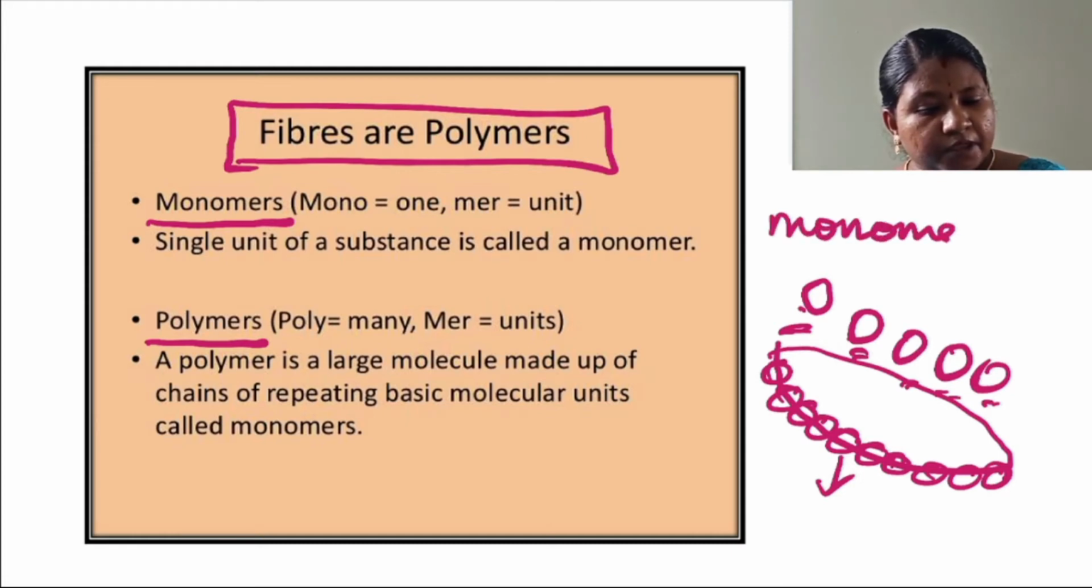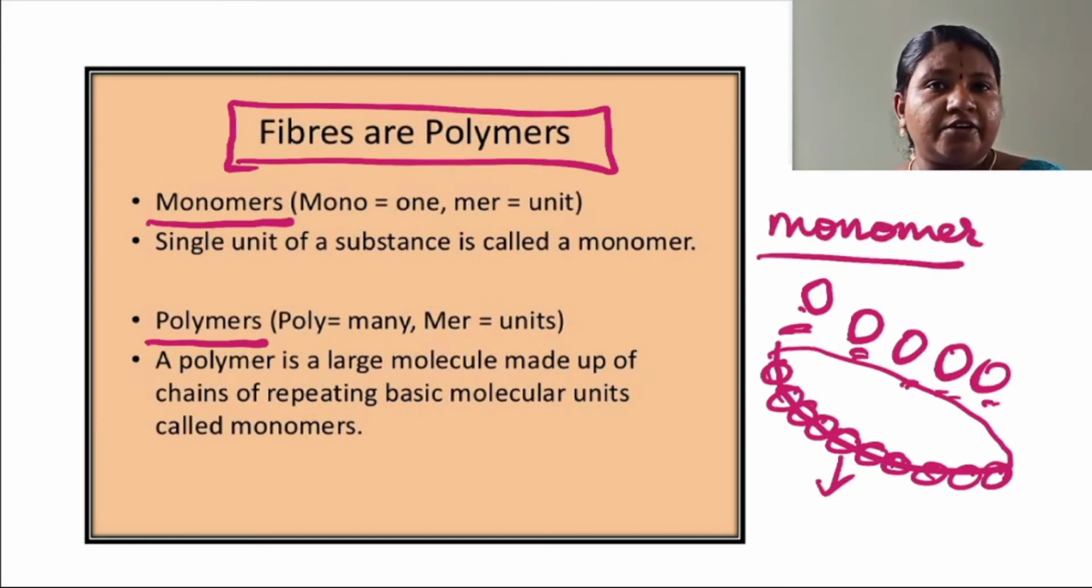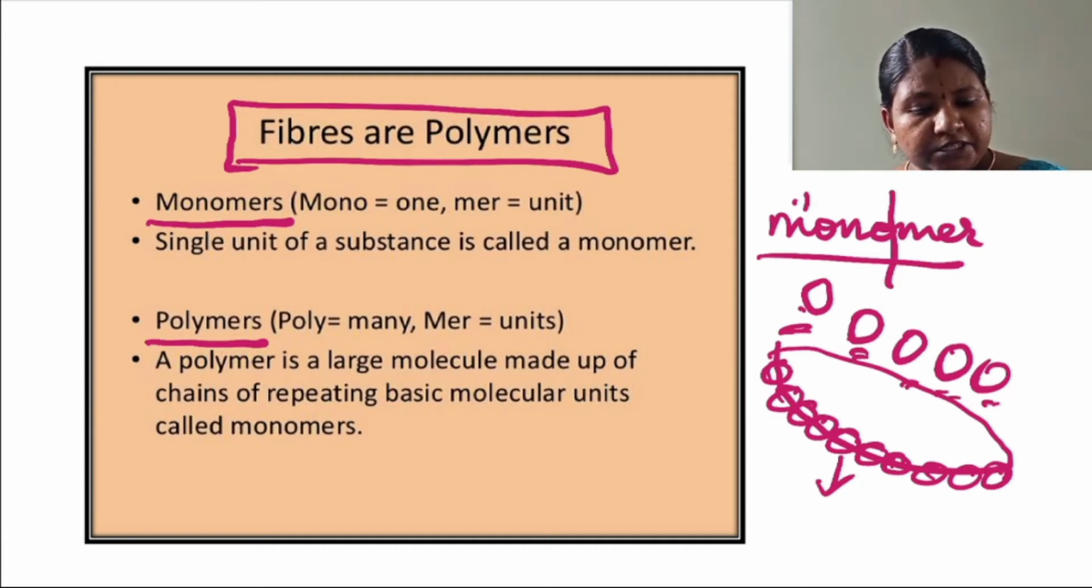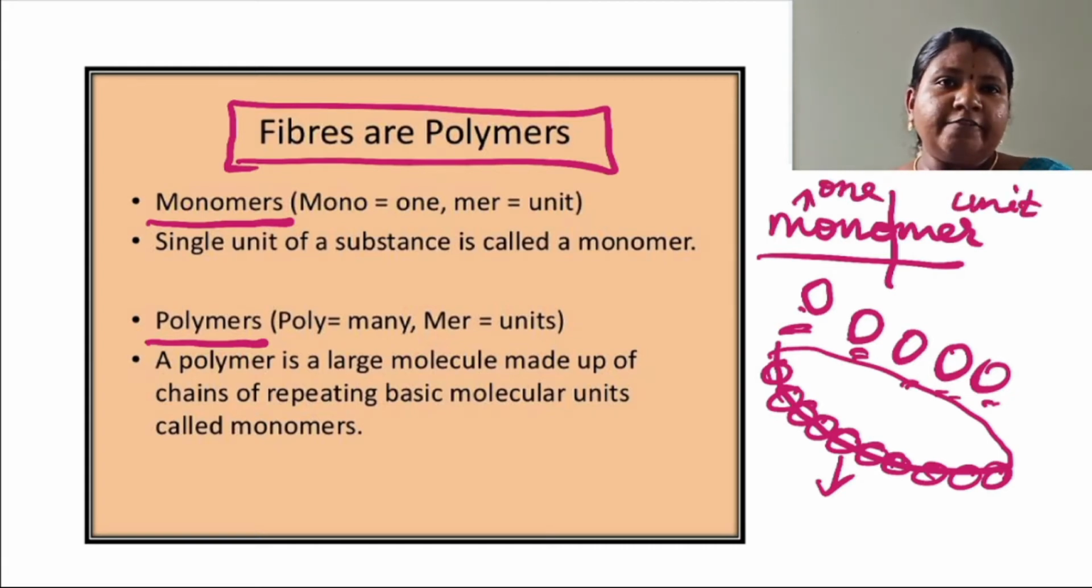Monomer actually comes from two Greek words, mono and mer. What do you mean by mono? Mono means one. Mer means unit. So if only one unit is present, we call it a monomer. When these monomers, single units, are joined together as a chain, it is called a polymer. So fibers are nothing but polymers. Monomer means a single unit. When it is joined as a chain, we get a polymer.